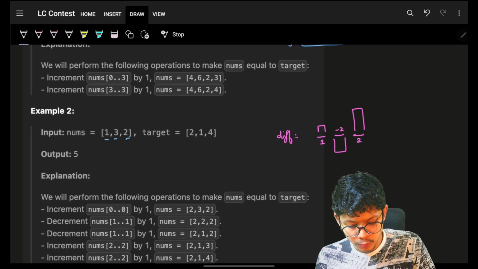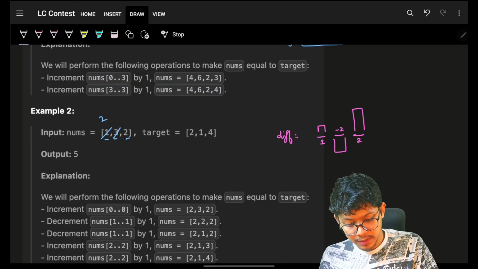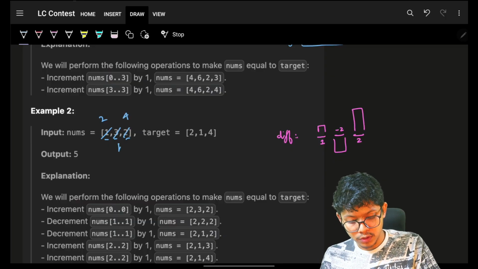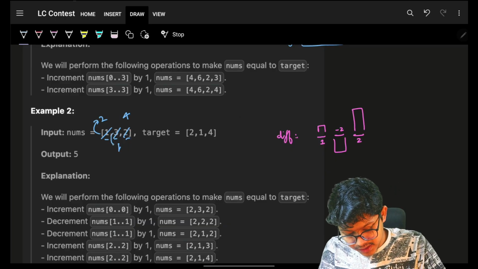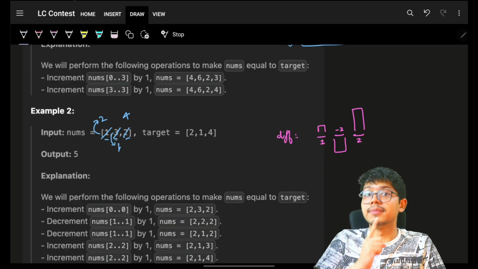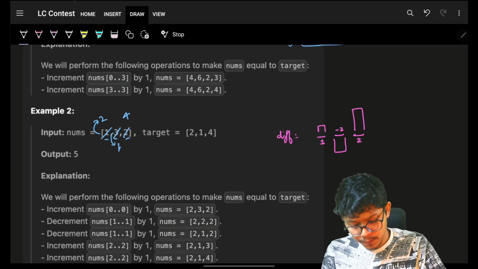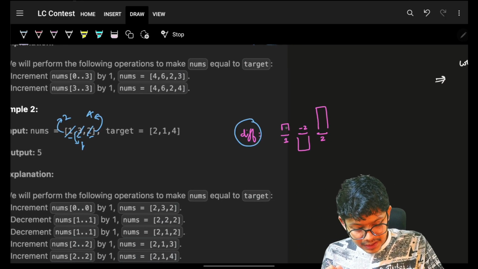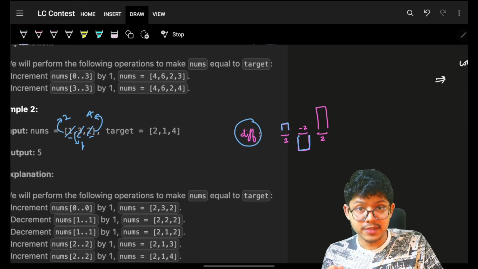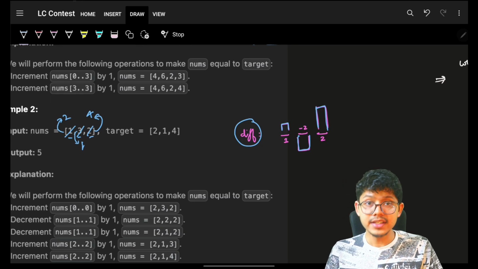I have 1, 3, 2. It should become equal to 2, 1, 4. So 1 should become 2, 3 should become 1, 2 should become 4. Here the increase required is 1. Here the decrease required is -2, or I can say decrease required is 2. Here the increase required is 2. So I drew the same thing: diff increase required is 1, decrease required is -2, increase required is +2.